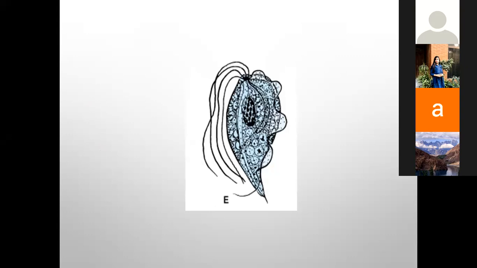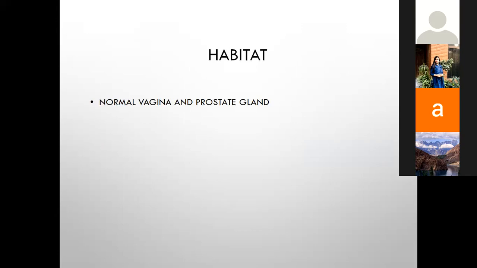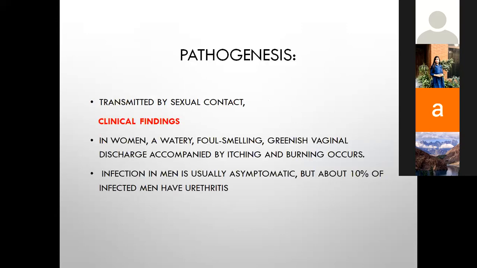like this one. So it's also pear-shaped, but it has multiple flagella and one nucleus, and an undulating membrane. The normal habitat is the vagina in females and the prostate gland in males. It is transmitted by sexual contact because it causes infection of the female genital tract. So normally it resides there, and it is transmitted through sexual contact.